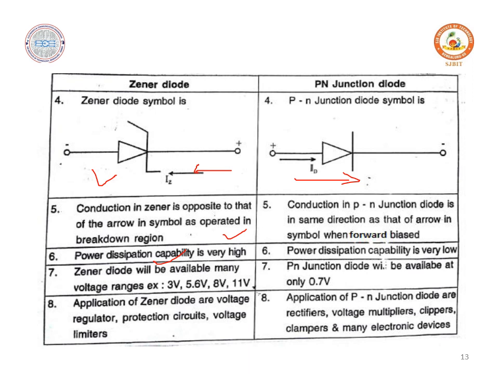Next point is the application. Applications of the Zener diode are voltage regulators, protection circuits, and voltage limiters. Consider the PN junction diode. Applications of the PN junction diode are rectifiers, voltage multipliers, clippers, clampers, and many electronic devices.